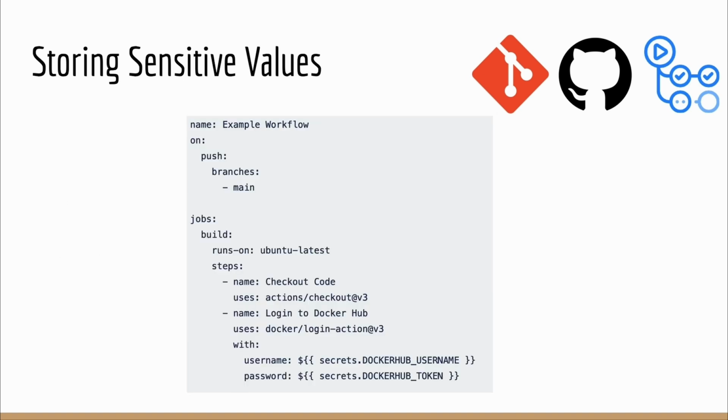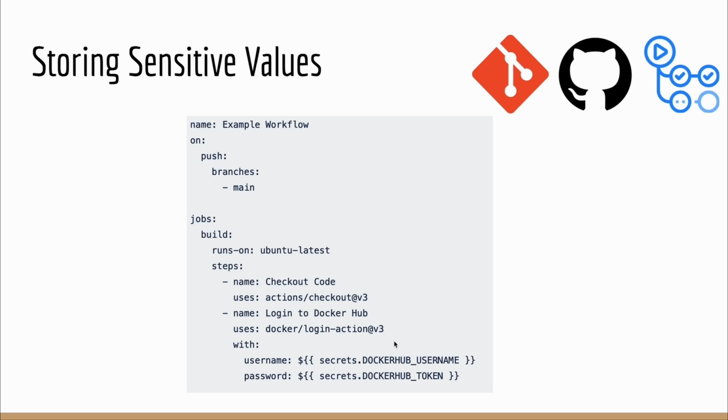So here's an example of that. Here's a GitHub Actions workflow, and toward the bottom here you can see we have a step here to log into Docker Hub. This is an action created by Docker for logging into the Docker Hub, and we're using a username and a password here. But if we had to write that in, if we had to hard code it, anybody who looks at the workflow can see the values.